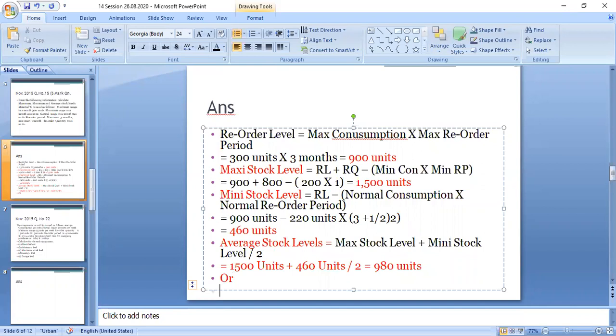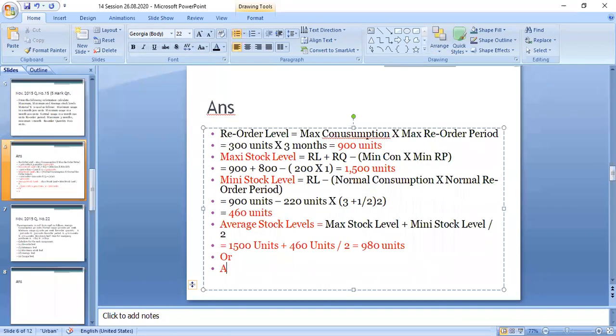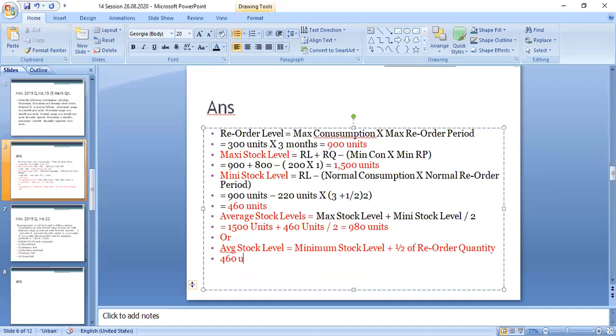So one more formula for this: average stock level is equal to minimum stock level plus 1 by 2 of reorder quantity. Okay, what is the minimum stock level? That minimum stock level is 460 units. That plus 1 by 2 of reorder quantity.